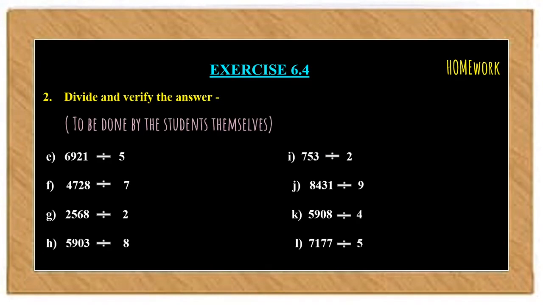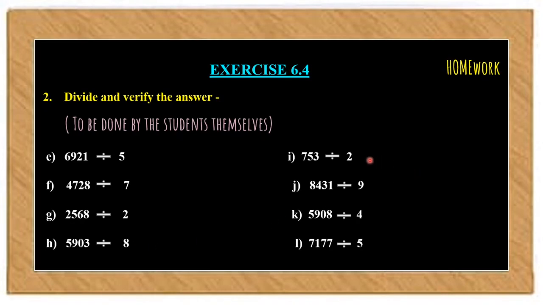Lastly, children, I request you all to solve a few problems yourself because you all know that practice makes us perfect. The more you do maths, the more you learn and increase your speed. So, parts E to L you must do yourself and share your views with me. E part says 6921 divided by 5. F part says 4728 divided by 7. G part says 2568 divided by 2, followed by 5903 divided by 8.